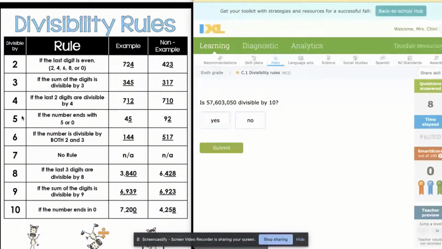Another one you probably already know, I'm going to skip down here to the divisibility rule for 5. If the number ends with 5 or 0, then you know that number is divisible by 5. For example, 45 ends in a 5, so that means 45 is divisible by 5. 5 will go into 45 evenly. 92 doesn't end in a 0 or a 5, so I know 5 will not go into 92 evenly.